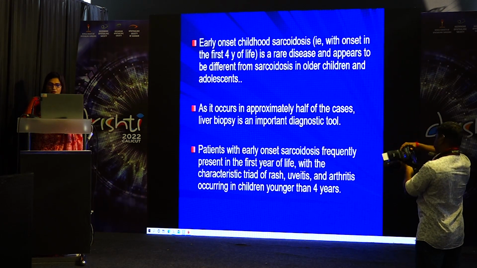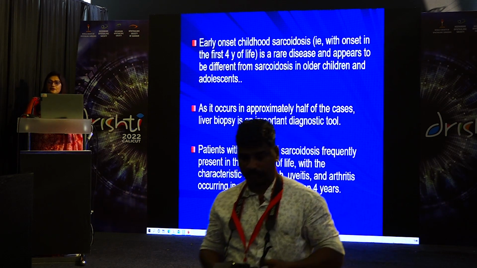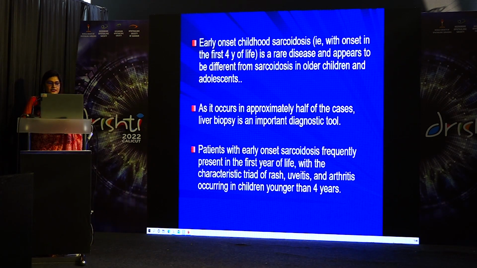So early onset childhood sarcoid can occur within the first 4 years of life. It is rare, but it appears to be different from sarcoid in older children and adolescents. And liver biopsy is an important diagnostic tool.